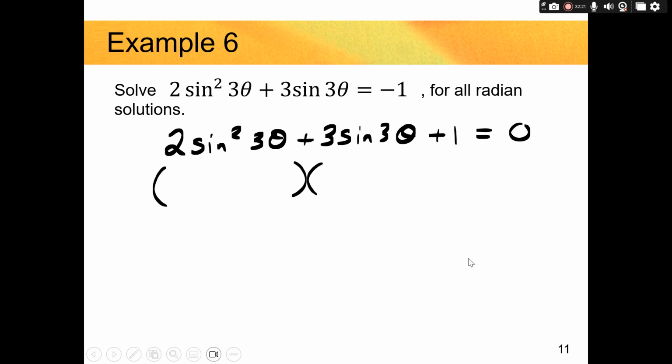All right, I'm going to try to factor this down. Let's see if this makes sense. In order to get a 2 sine squared 3 theta, there would be either a 2 sine 3 theta, or a sine 3 theta. And the one over here is a 1. So I somehow have to get a... oh, it's just going to be plus 1, plus 1.